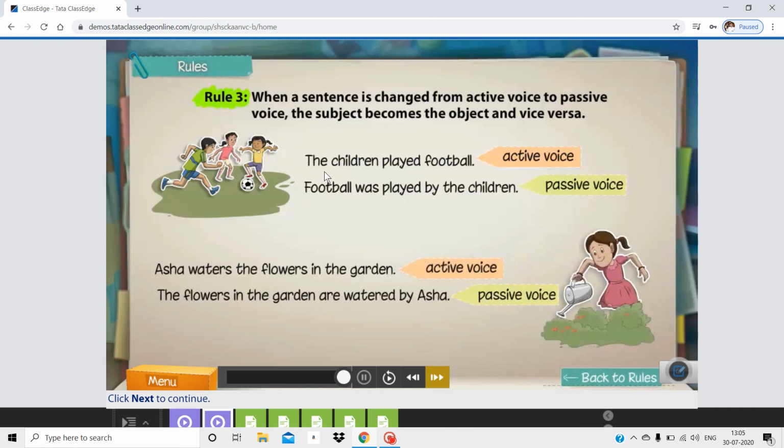Simple because you see the children play football. Here the children is subject and football is object. So you have to just change here. Football this side and the children that side. And we change the verb according to the tense. So you see the children played football. It becomes what? Football was played by the children.